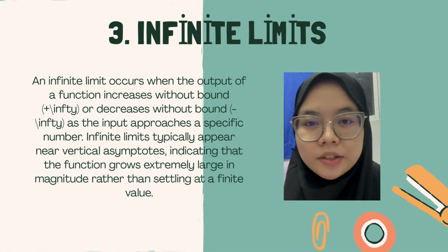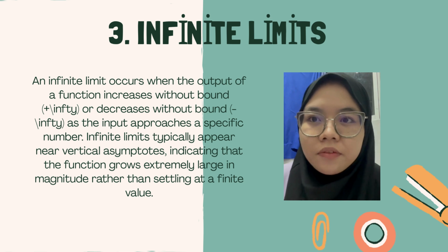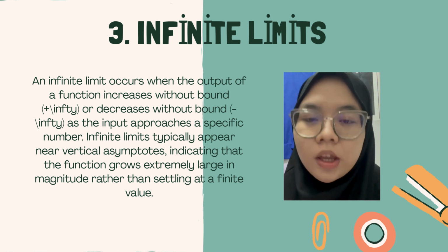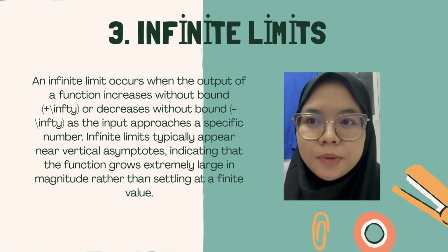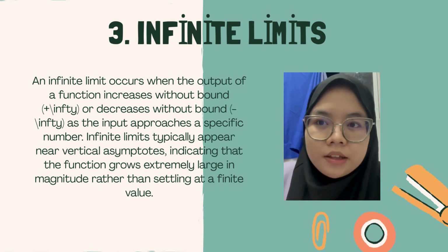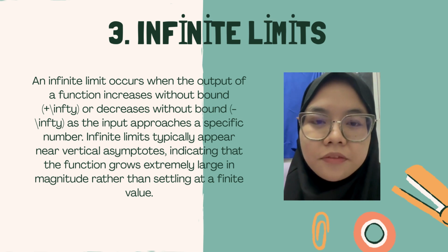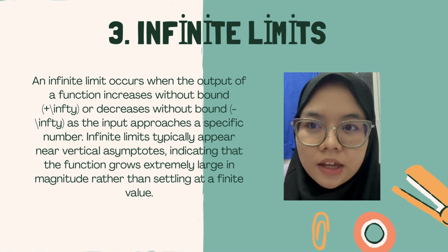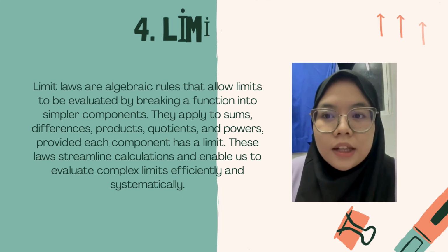Infinite limits. Number 3. An infinite limit occurs when the output of a function increases without bound, positive infinity, or decreases without bound, negative infinity, as the input approaches a specific number. Infinite limits typically appear near vertical asymptotes, indicating that the function grows extremely large in magnitude rather than settling at a finite value.